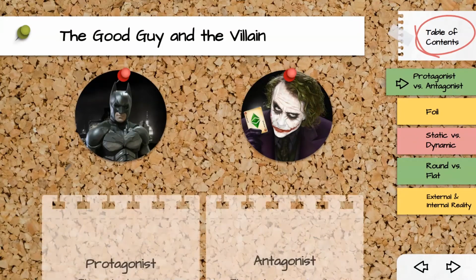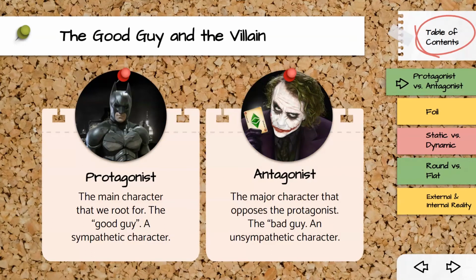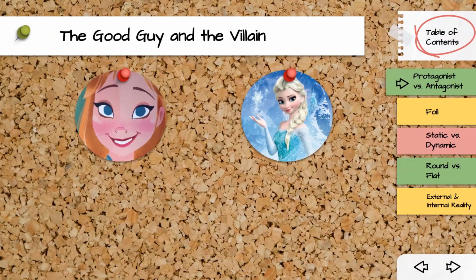So the first term we're going to look at is protagonist. The protagonist is the main character of a story who we root for. It's the good guy. A good protagonist is a sympathetic character, meaning it's a character that we like. An antagonist, on the other hand, is the major character that opposes the protagonist, or the bad guy. Usually we do not like the antagonist.